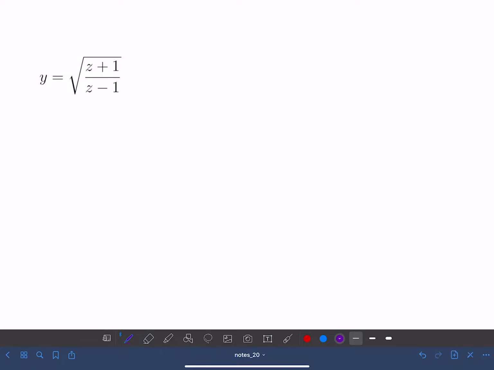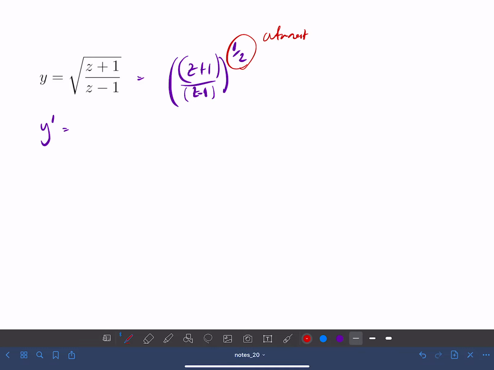Okay, so I'm going to go ahead and rewrite this expression as (z plus 1 over z minus 1) to the 1/2. So that facilitates me when I take y prime. The outermost thing is that to the 1/2.